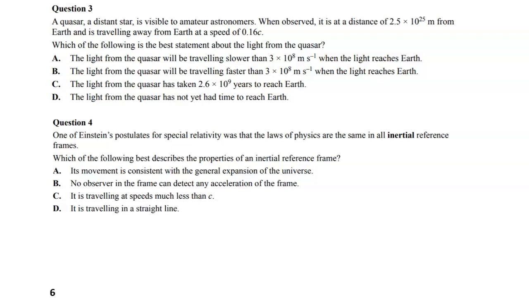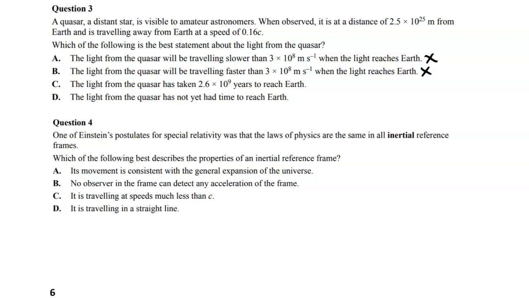So first option, light from the quasar will be traveling slower than 3 by 10 to the 8, and option B is light will be traveling faster than 3 by 10 to the 8, the standard speed of light. We immediately know that these two options have got to be wrong. The speed of light in a vacuum is always going to be observed to be 3 by 10 to the 8, so we can't have faster or slower.